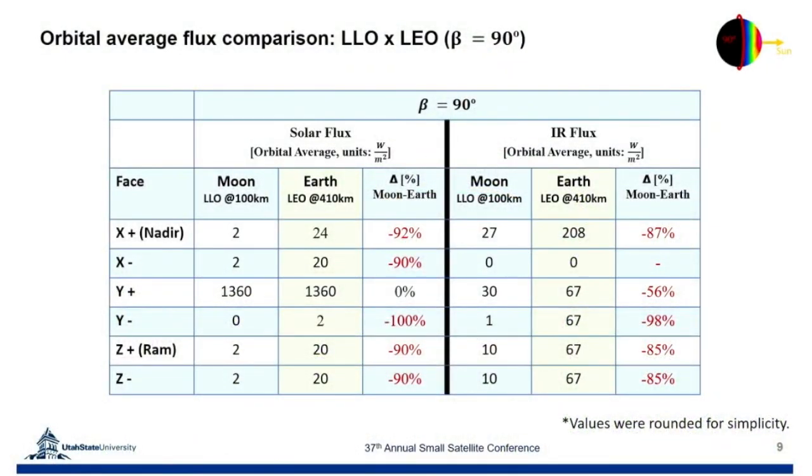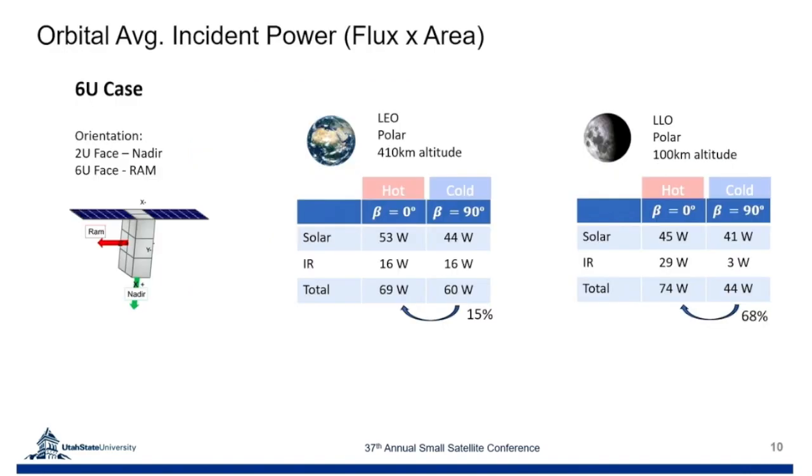For beta 90 degrees, we are flying over the terminator line. In this case, the IR flux drops significantly. We can see that in comparison to Earth, that condition is much better on the moon for beta 90 degrees. Solar flux does change a little bit. You have to consider that on the moon we have less seasonal effects because the angle of the ecliptic plane is much lower than here. So we can apply those orbital averages to one case.